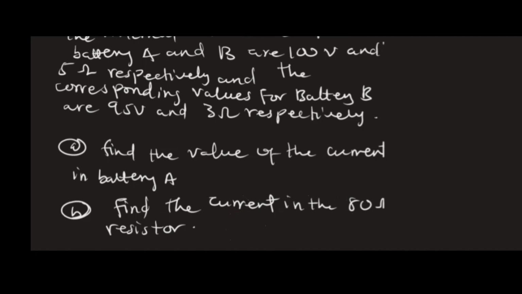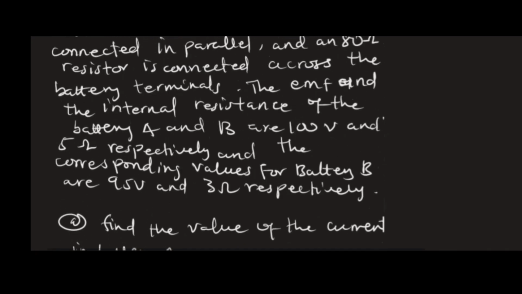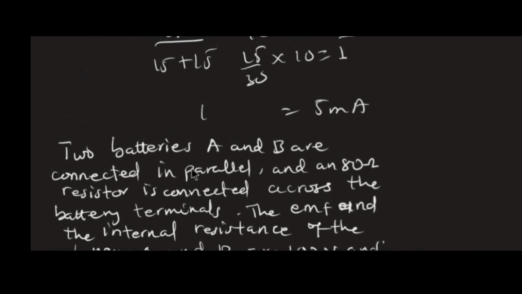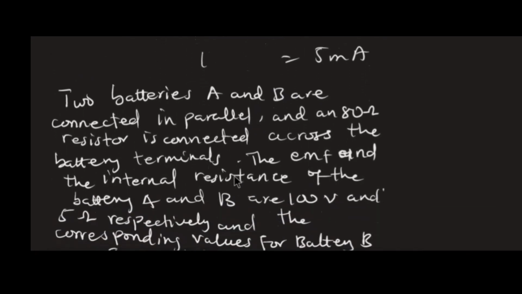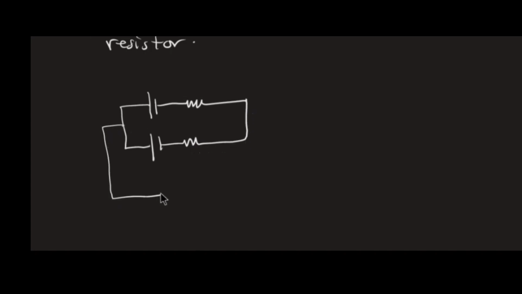As simple as that. So now let's draw what we have. We have two batteries A and B connected in parallel and an 80 ohm resistor across them, but they all have internal resistance. So let's see. My first battery A, and its internal resistance is in parallel with my battery B and its internal resistance. And across this we have an 80 ohm resistor. So this is my 80 ohm resistor.